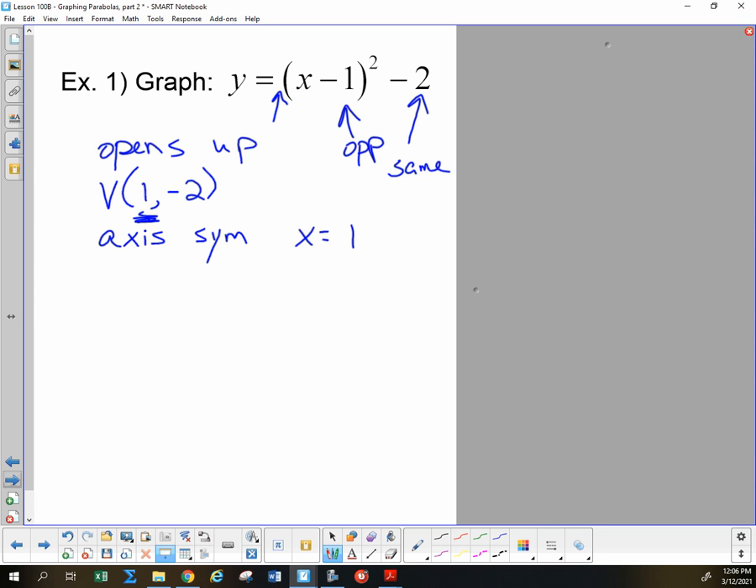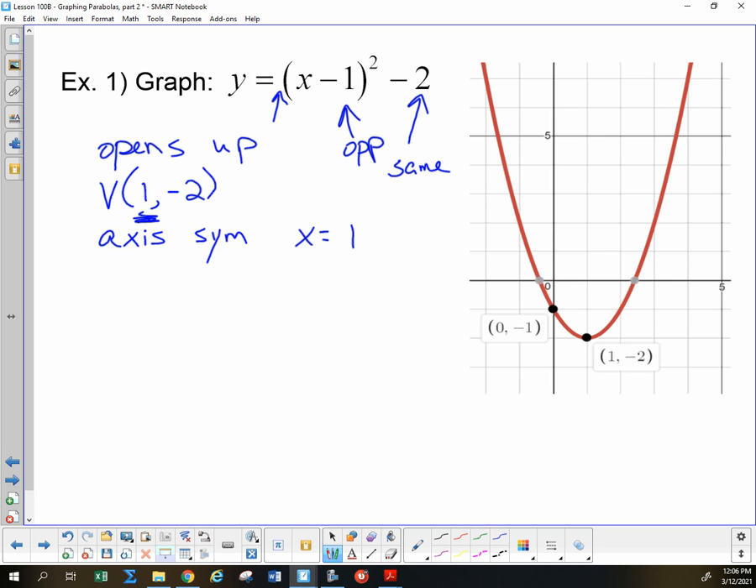So let's graph that much and see where we are. So here is our 1, negative 2. So we have our vertex there. We know that it opens up. Our axis of symmetry goes through that vertex. To get the y-intercept, I know it's already labeled on this graph, but let's show the work of how we get it.